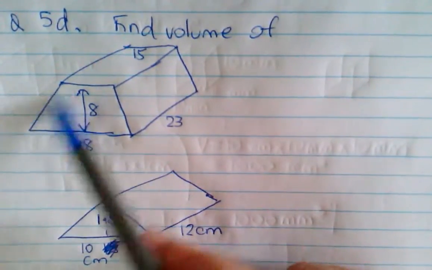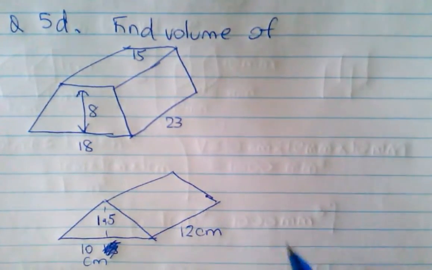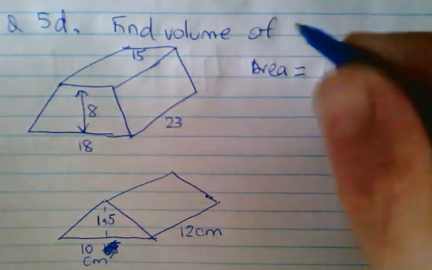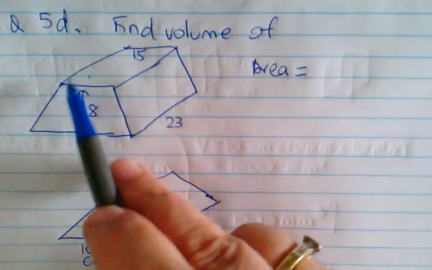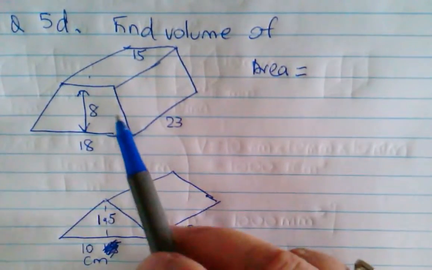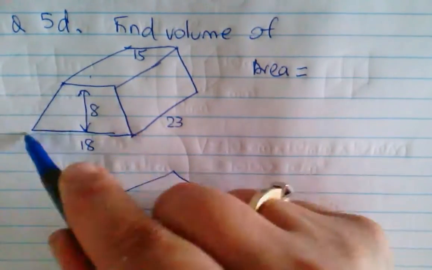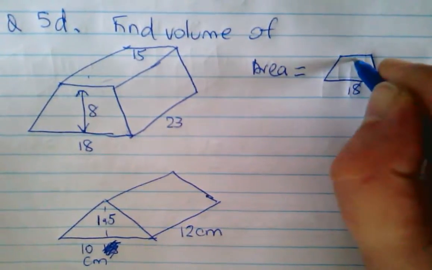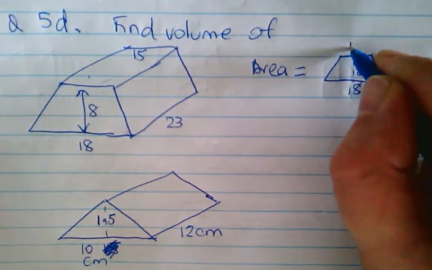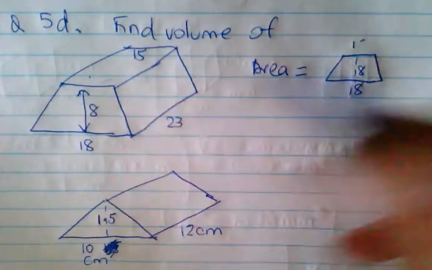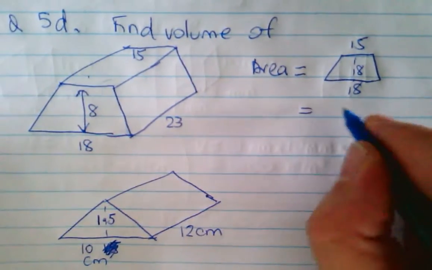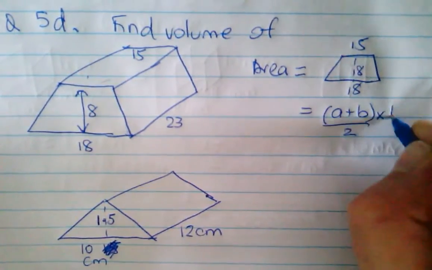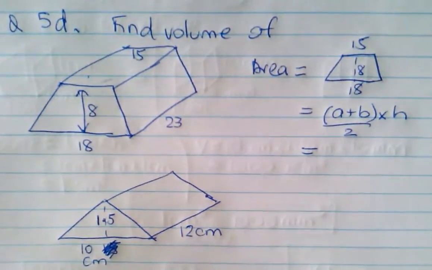Can you see what the uniform cross-section is? It's the trapezium. So let's do the area of the trapezium. What's the formula for the area of a trapezium? No, it's not surface area. I want volume. See, this is the trapezium. I want the area of this. This is 18. That's 8. What's this? Yeah, but what's this? Good. So, what's the area of this? What's the formula? A plus B over 2 times H. What's your A and B?